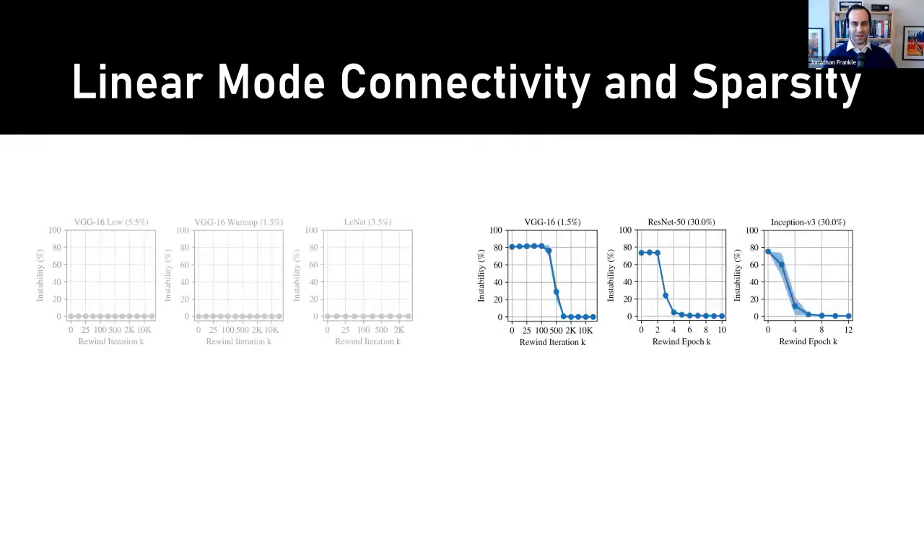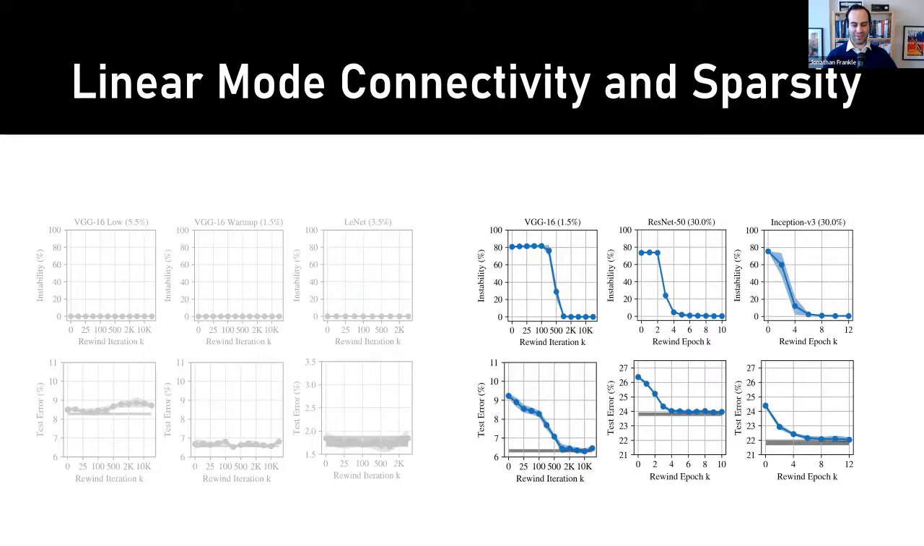What I'm going to show you on the bottom is the error of these sparse networks. Same sparse network and the error. The gray line here is the error of the unpruned network. The idea being that this is the best that the sparse network could do: matching the performance of the dense network. And what you'll see is something really cool.